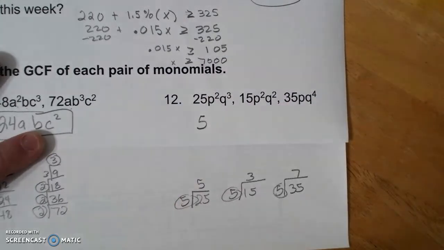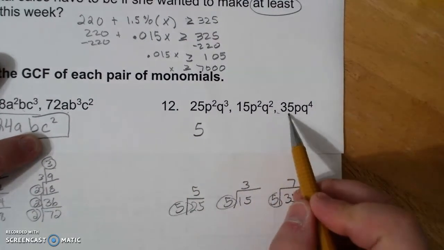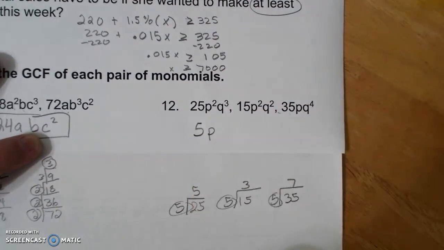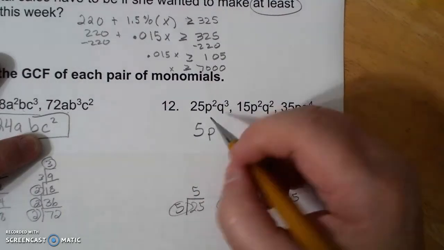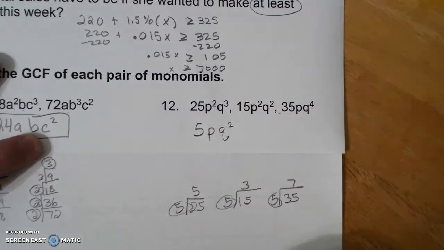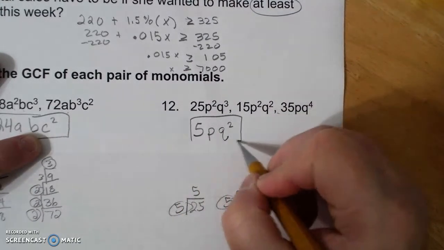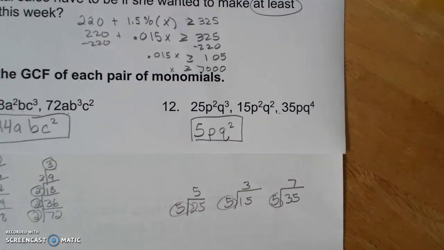So 5. There's 2 p's there, there's 2 p's here, there's 1 p. P is the only one I can take out. 3 and 2 and 4, so 2 can come out. And that is the GCF. And basically what we're doing is we're factoring out the greatest common factor. And that is the end of 11-3, dividing polynomials.